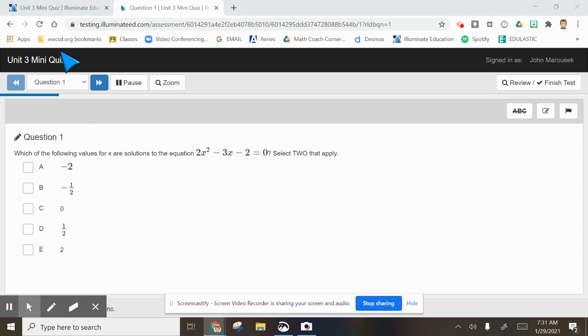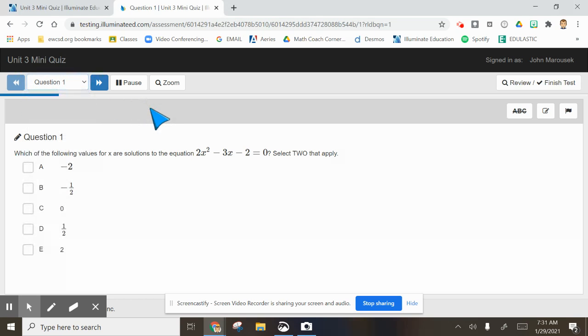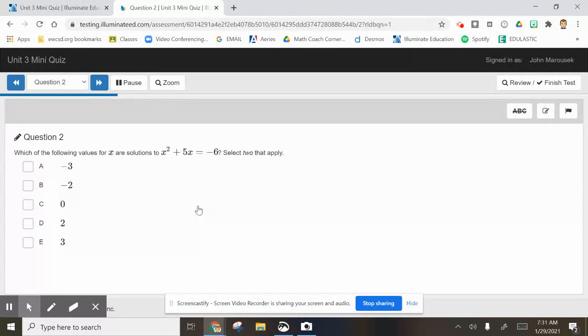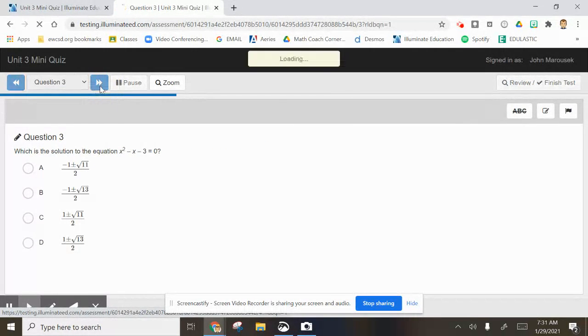Okay, so this is your Unit 3 mini quiz. There are 10 questions. I was going to just kind of go through it. This one's pretty straightforward. I don't need to go through it. This one, you should remember, you have to move this over. Okay. I was going to do one example here.